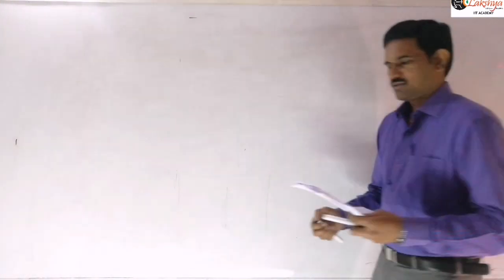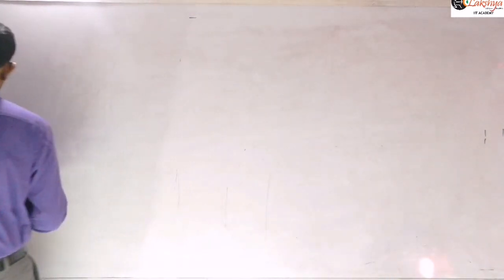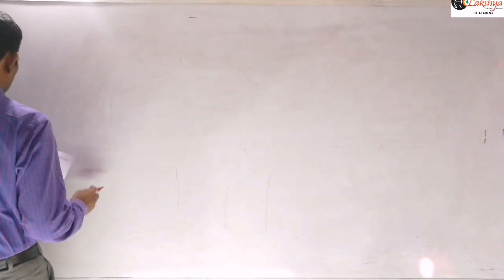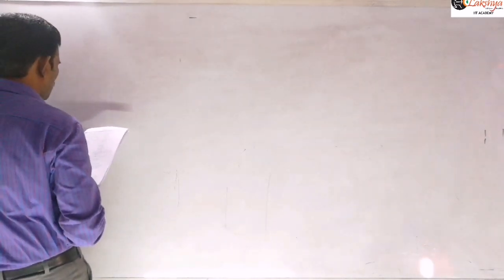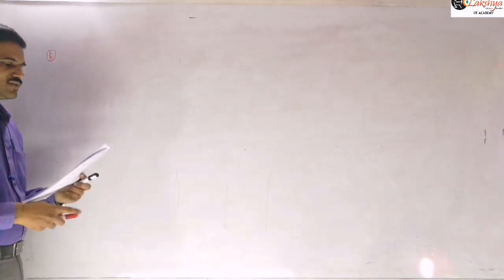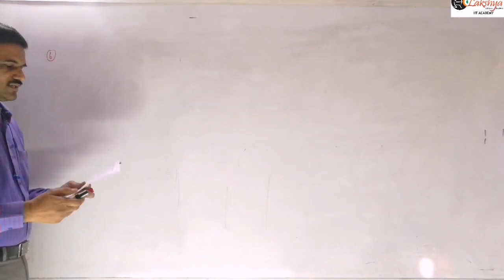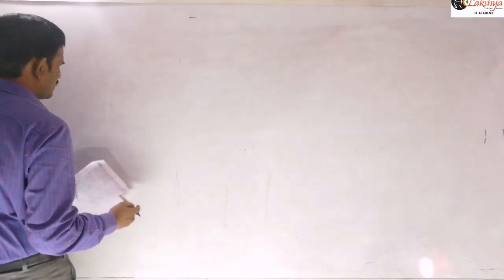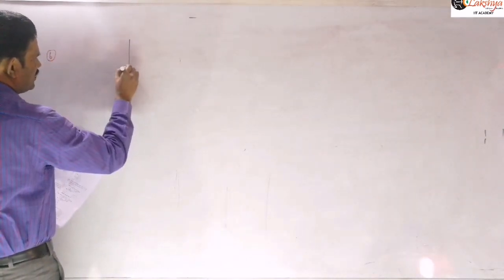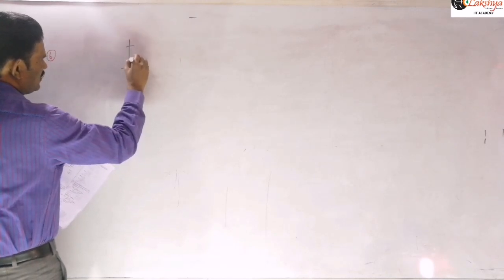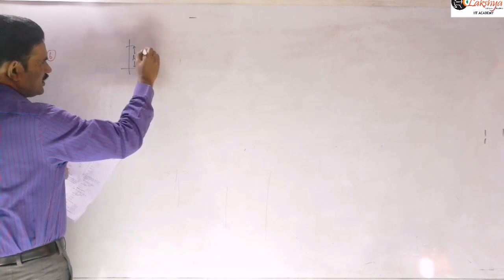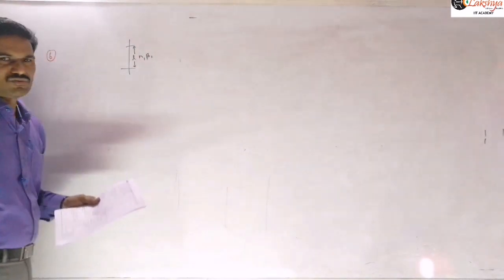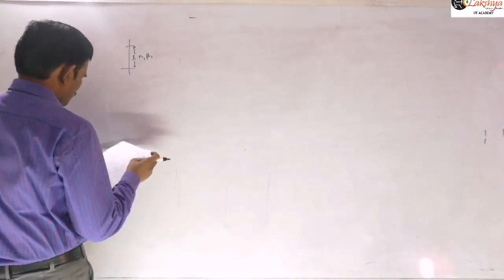So, Young's double slit. In Young's double slit experiment, 15 fringes are observed in a certain segment of the screen when a wavelength of 700 nanometers is used. If the wavelength is changed to 400 nanometers, the number of fringes observed in the same segment of the screen is? Suppose on the screen we take a length L, and on this N1 number of fringes are there for lambda 1. Then N1 into beta 1 we can write, where beta is the fringe width.